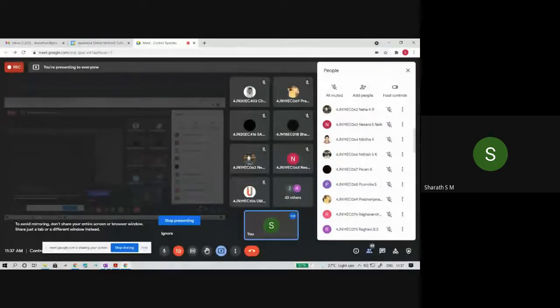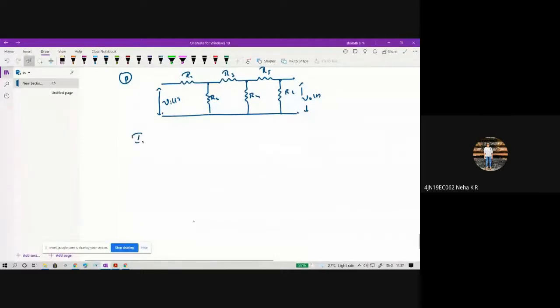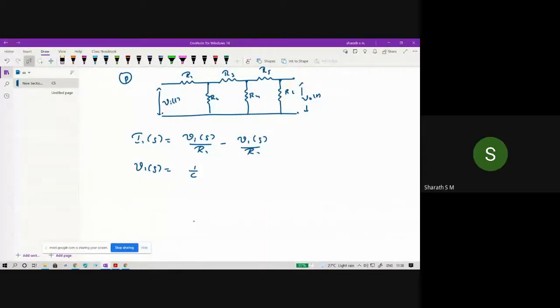Neha, what's the equation? I1 of t is equal to Vi of t minus V1 of t divided by R1. What about the S domain? I1 of S is equal to Vi of S minus V1 of S divided by R1. What about next, V1? V1 of t is equal to 1 by C1 integral of I1 of t minus I2 of t into dt. In the S domain, 1 over C1 S, I1 of S minus I2 of S.